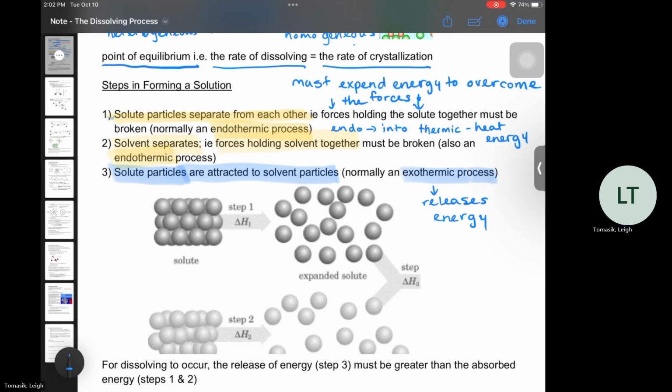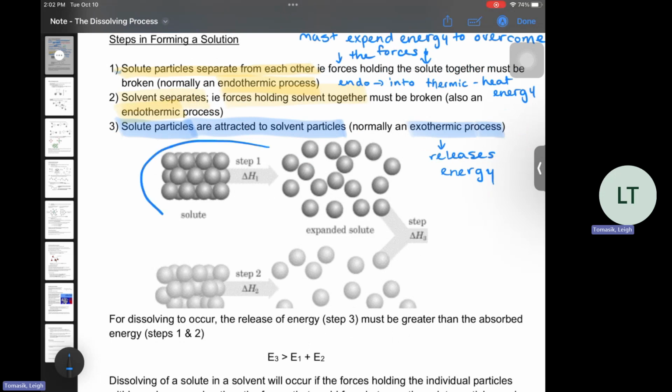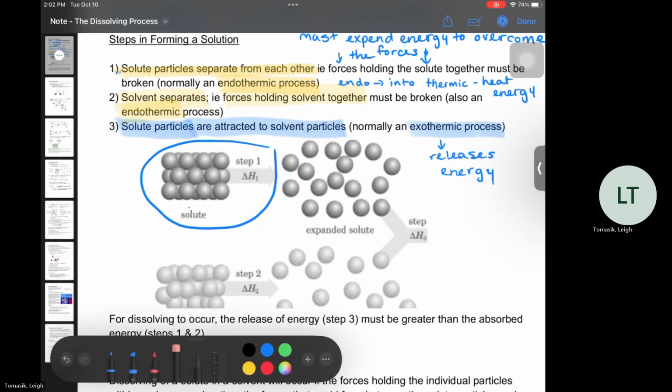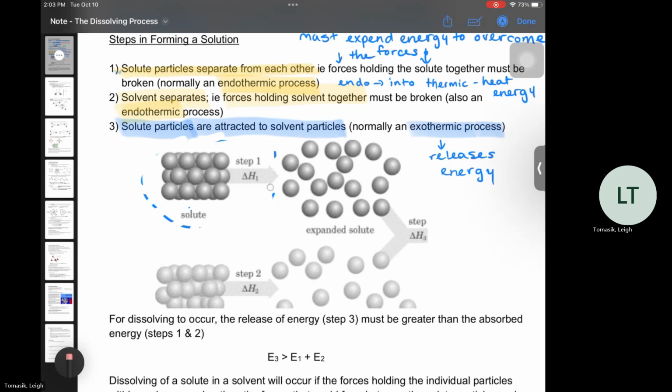Okay, so you can see here we have step one. We have the solute, and it's going from all together. Actually, I want to write a few things here. You can see that there are forces holding the particles together. This is, we add energy. And the particles separate.